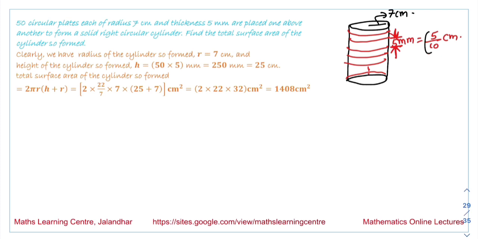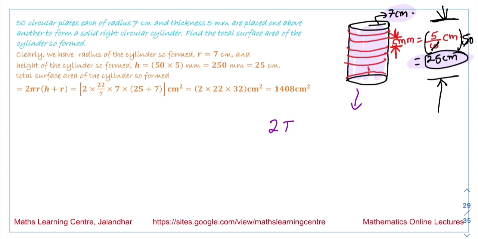So how many plates are there? There are a total of 50 plates. It means this total length is equal to 5 by 10 into 50, that is equal to 25 centimeter. When they are kept one on another, it will form a complete cylinder like this. The radius of this cylinder is 7 centimeter, and the height of this cylinder is 25 centimeter. We have to calculate the total surface area, and the formula for total surface area we know is 2 pi r into h plus r.